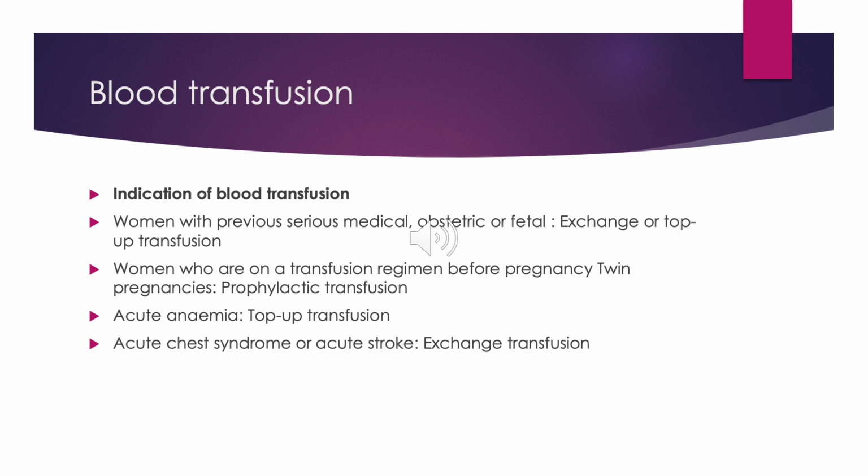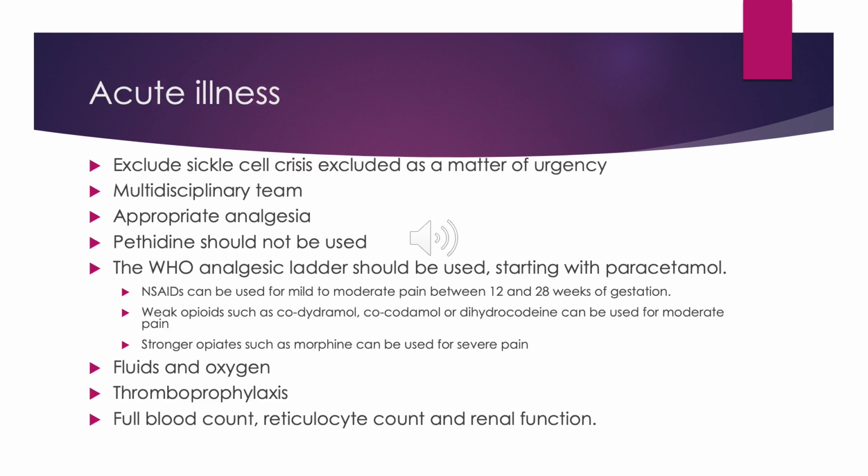Acute anemia will require top-up transfusion. Acute chest syndrome or acute stroke will require exchange transfusion. In the case of a pregnant woman who is known to have sickle cell disease and presents with acute illness, as I said before, you must exclude sickle cell crisis as a matter of urgency. This can be done through a multidisciplinary team approach with involvement of anesthesia, medical registrar, especially if overnight, or hematology, preferably with experience of sickle cell disease.